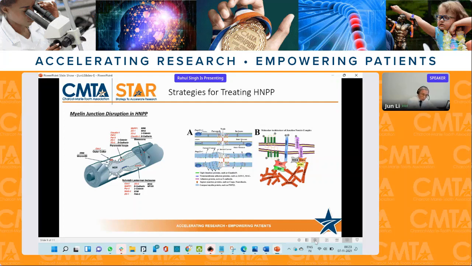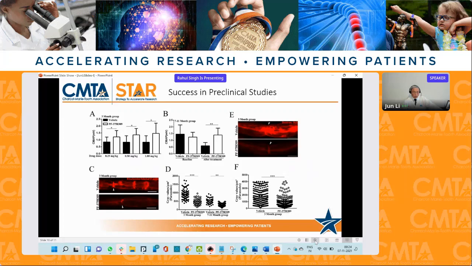And somehow this junction disruption is related to a molecule, next slide, called P21 activated kinase. That protein is a kinase, and the kinase activity gets too high. So we designed a small molecule, and this is the small molecule name. Then we blocked the kinase, and we were able to make the disease better. Why do we know it's better? Because this is the amplitude measurement for the electrical activity that usually gets blocked in HNPP. But once we give that medication, we can make the electrical current reverse and go back to normal.